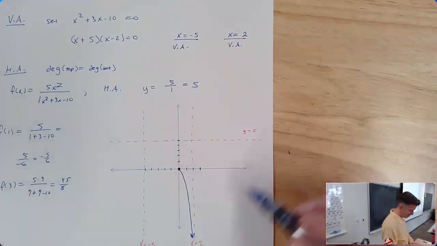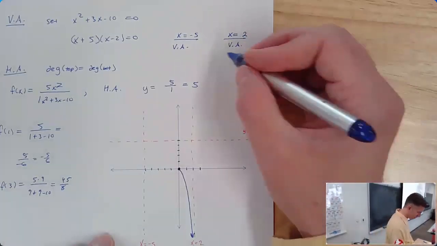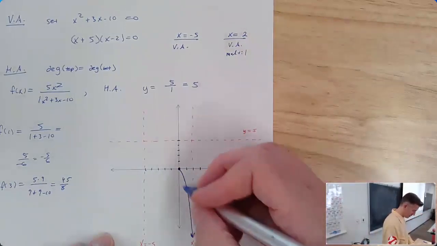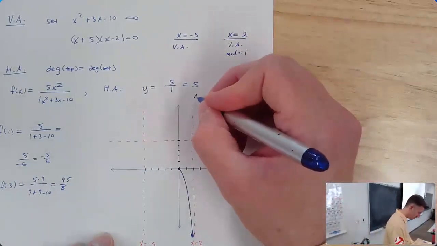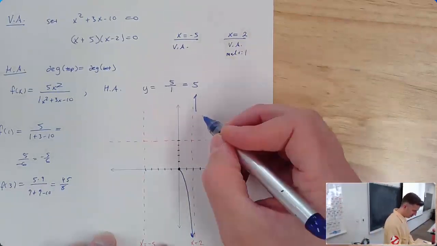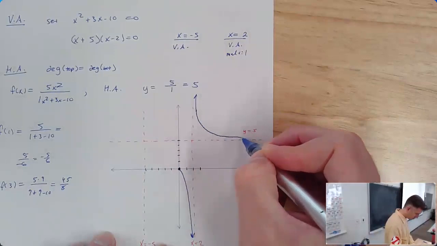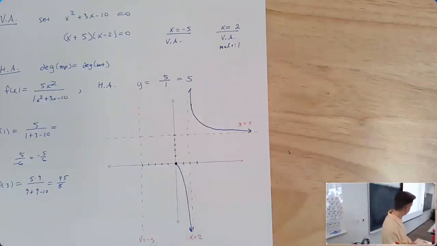Or we could have said the vertical asymptote had an odd multiplicity, meaning we're going to do the opposite thing. One side goes down, one side goes up. And then as we go further to the right, we get closer and closer to the horizontal asymptote. No reason to cross it, so I'm not going to cross it. I only really would say you should cross a horizontal asymptote if you have to.